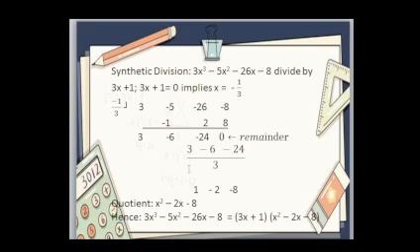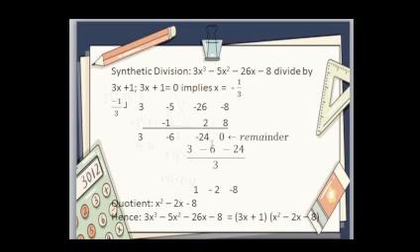Repeat the process of multiplying and adding. So negative 6 times negative 1/3 is negative 6 times negative 1 is positive 6 divided by 3 is positive 2. And you add negative 26 and 2. So we have negative 24.